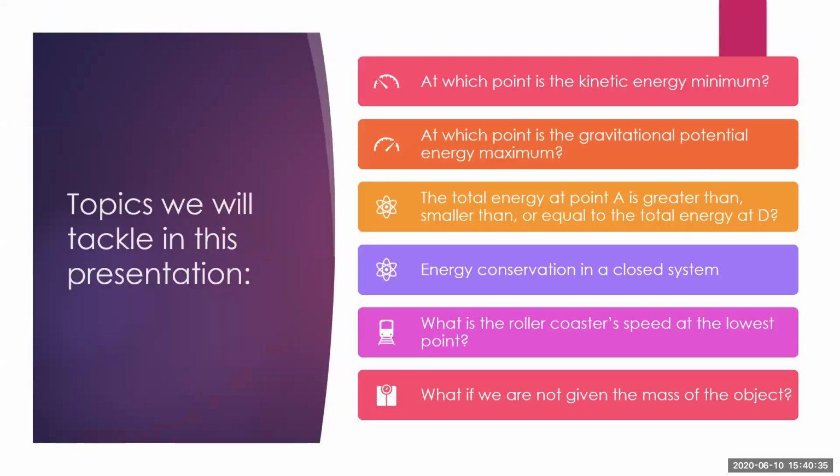The topics we will be tackling in this presentation are: at which point is the kinetic energy minimum? At which point is the gravitational potential energy maximum? Is the energy at point A greater than, smaller than, or equal to the energy at point D? We will be talking about energy conservation in a closed system. We will find out the roller coaster speed at its lowest point, and we will cover what to do if you are not given the mass.